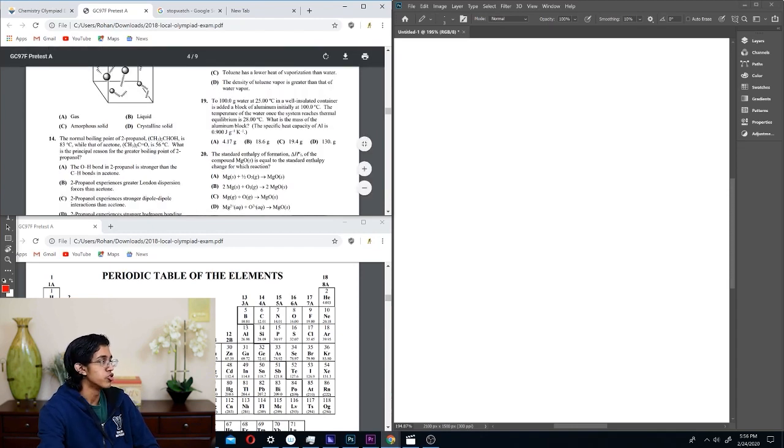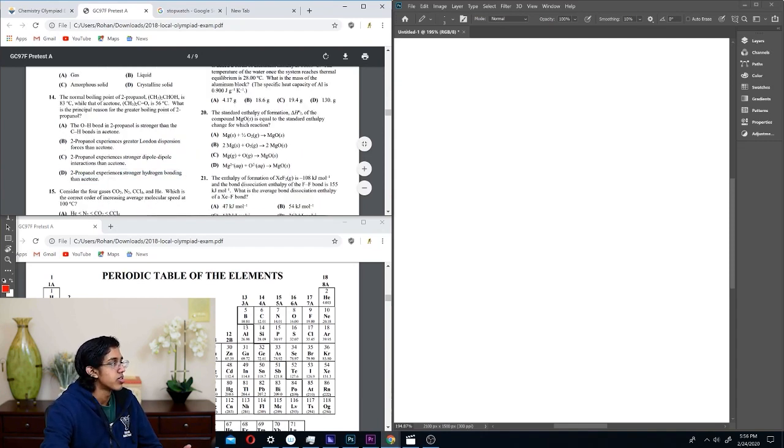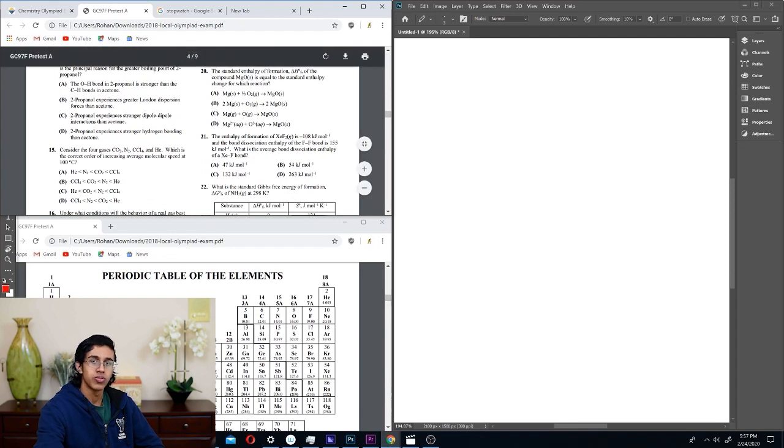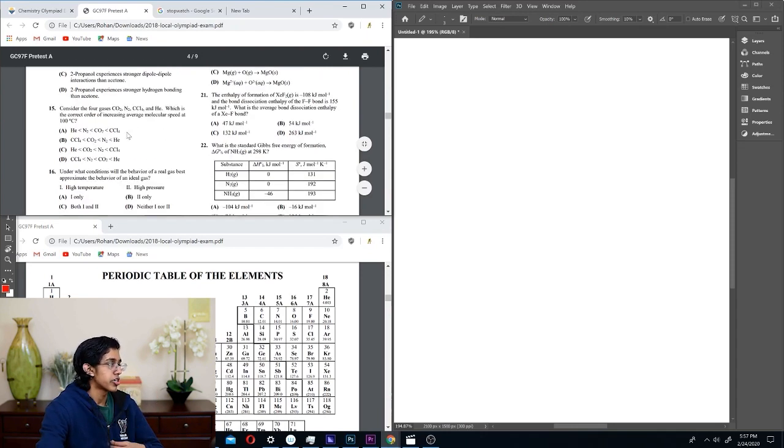The normal boiling point of 2-propanol is 83 degrees Celsius, while that of acetone, CH3COCH3, is 56 degrees. What is the principle? Okay. So propanol has a hydrogen bond here. That's it, right? Yeah, literally it is. The reason it's not A is because the bond itself isn't stronger, it's just that the intermolecular forces are stronger. Okay, so increasing molecular speed means decreasing molar mass.